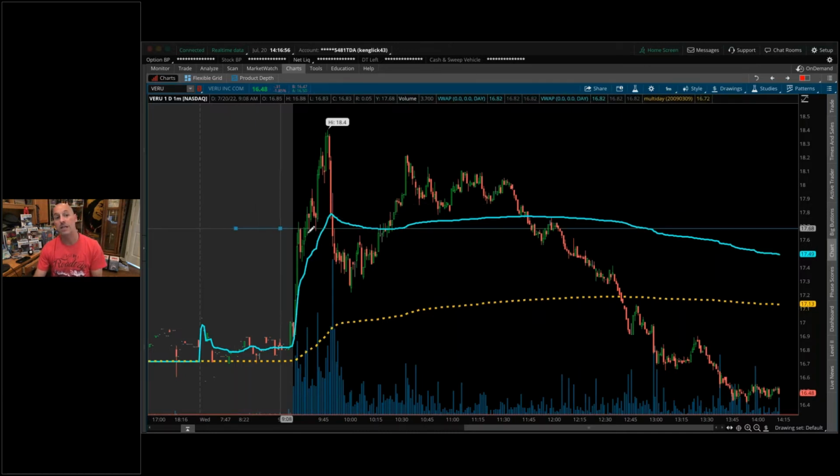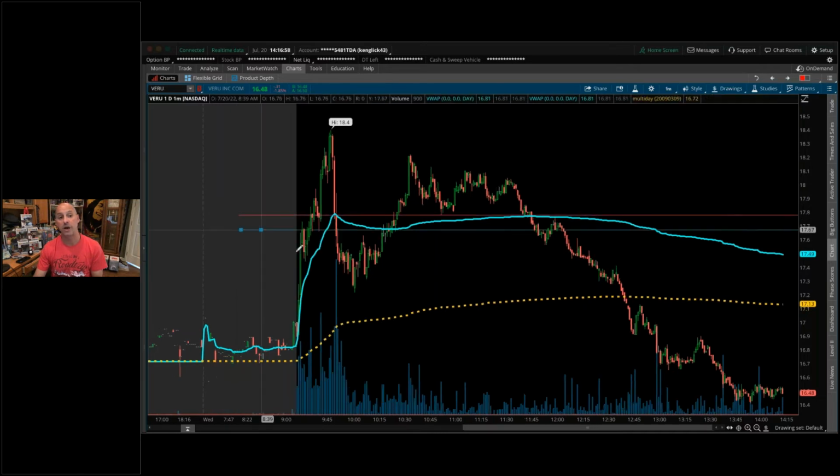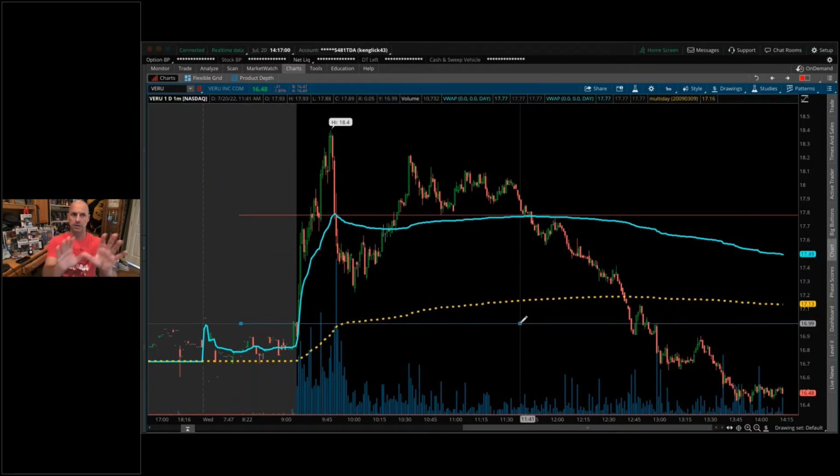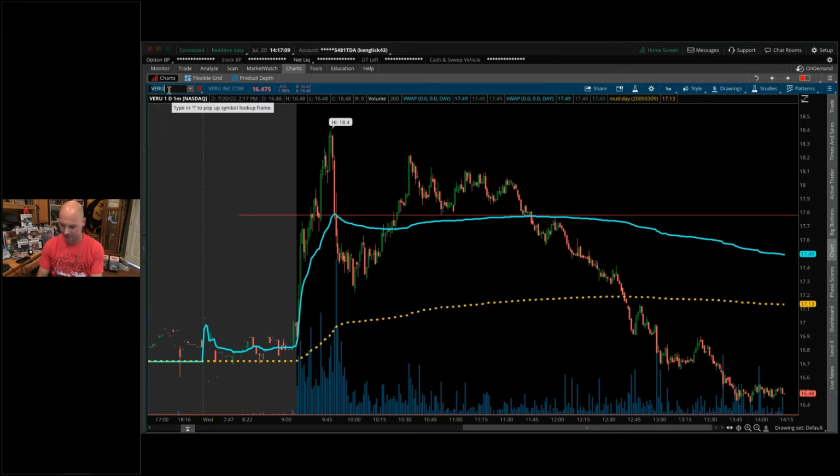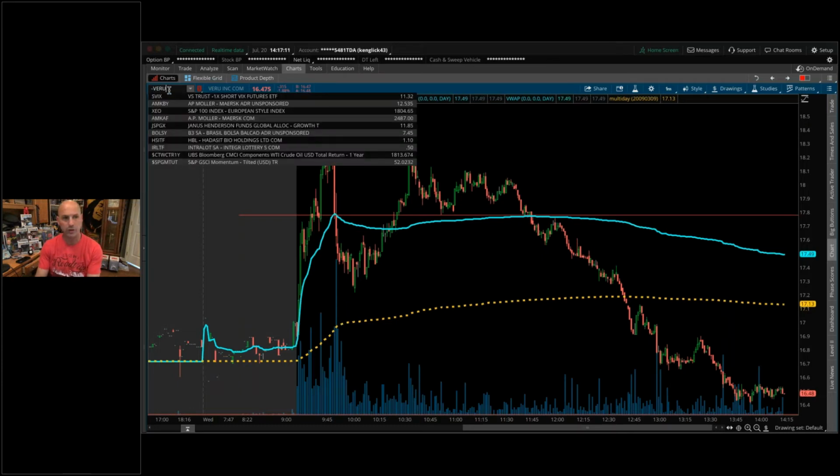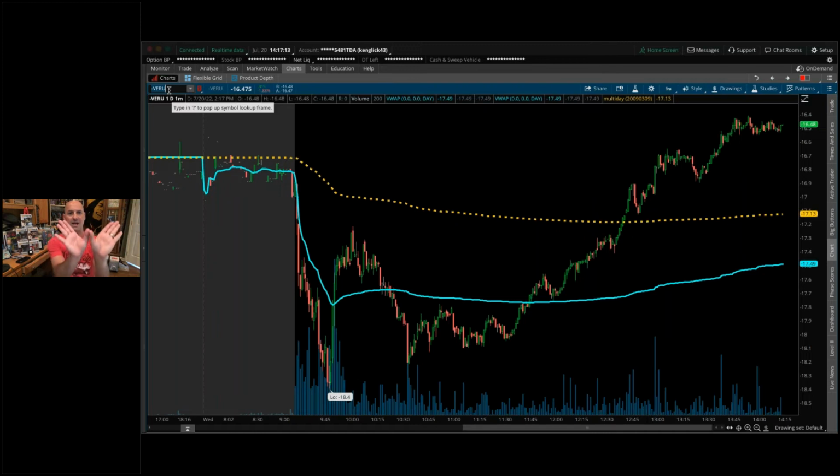We call it the inverse Kardashian bottom. And I want to show you a neat trick. You see how the stock rolled over and went down? Some people can't see the reverse W. You could put a negative sign in front of the stock. Watch this, negative VERU, and now you see it as if it went up.